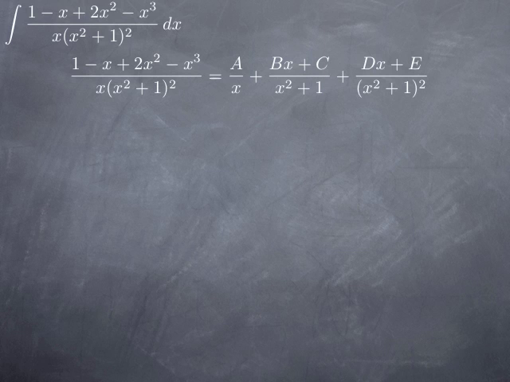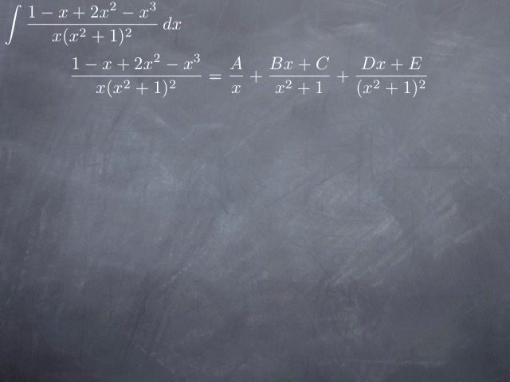So let's look at the integral of the function 1 minus x plus 2x squared minus x cubed, all this divided by the product of x with x squared plus 1 squared. The degree at the top is 3, the degree at the bottom is 2 times 2 plus 1, so 5. So the degree at the bottom is higher, so we don't have to worry about long division, and we can just write out the form of the decomposition of this function into partial fractions.